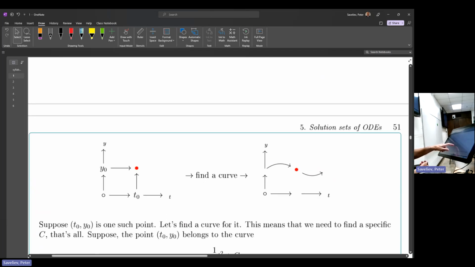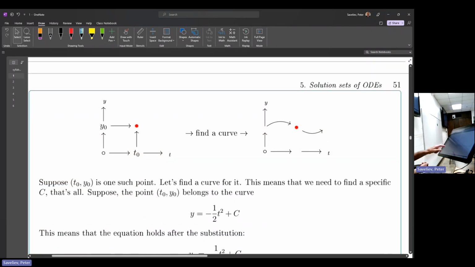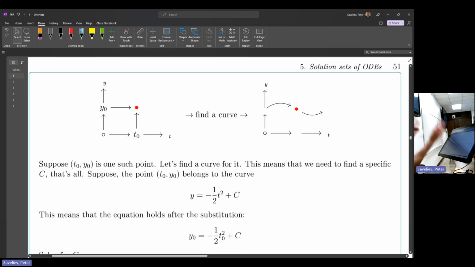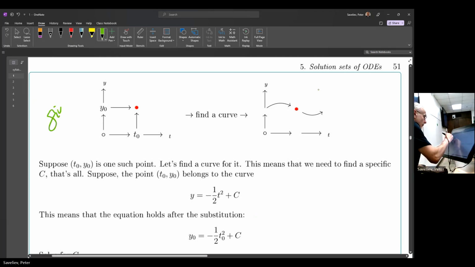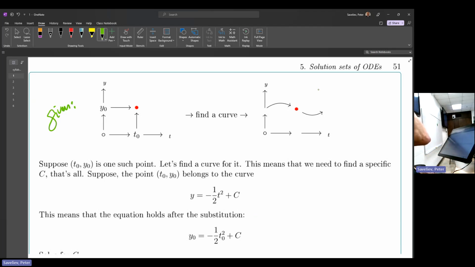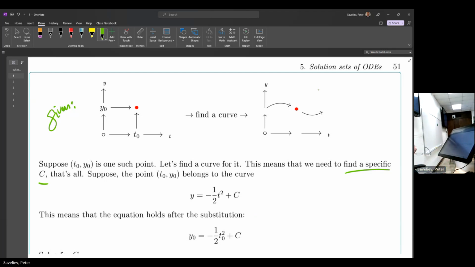Not too complicated. The curve passes through point t naught, y naught, which means that when we plug t naught, y naught into my equation, it's supposed to produce a true statement. So this is true. It's a relation between the two quantities. That's a given. Then what are we after? We need to find a specific c that would satisfy this property. Can we find c that satisfies this property?